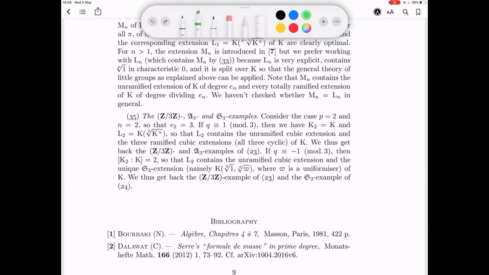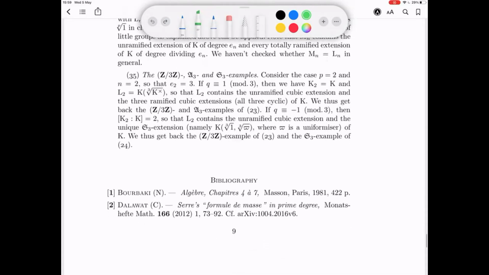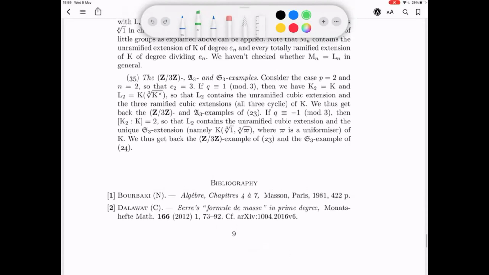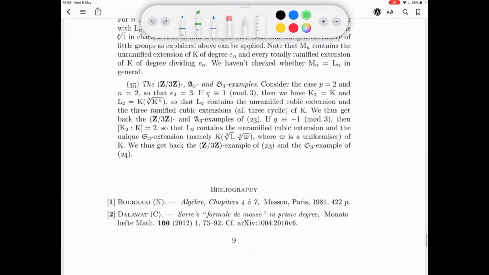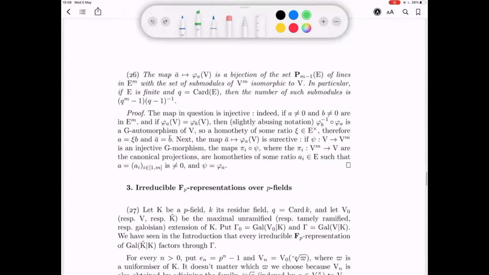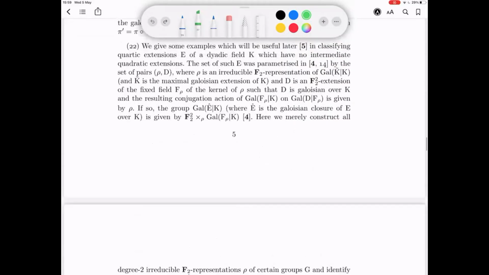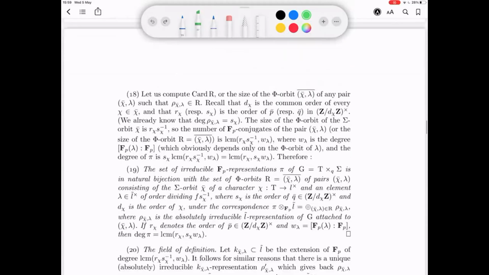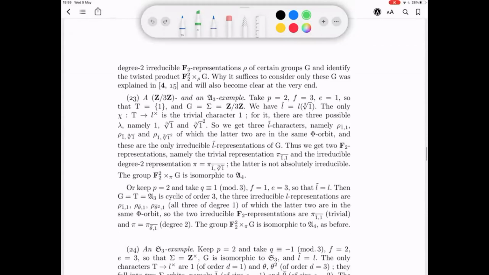So K_2 is equal to K, and L_2 is obtained from K_2 by adjoining the E_2-th roots of everything in K_2 star. So it's this here. It contains the unramified cubic extension and the ramified cubic extensions, and all of them are cyclic over K, right? So that gives you back these examples that we had discussed, these examples in number 23, the Z mod 3 example and the A_3 example.